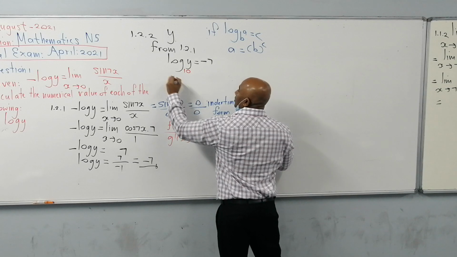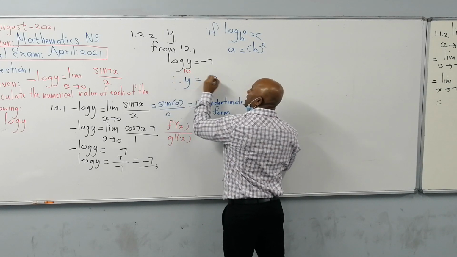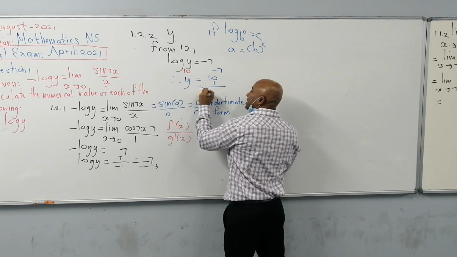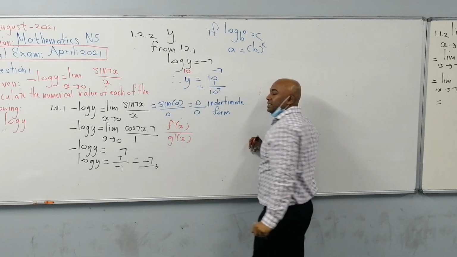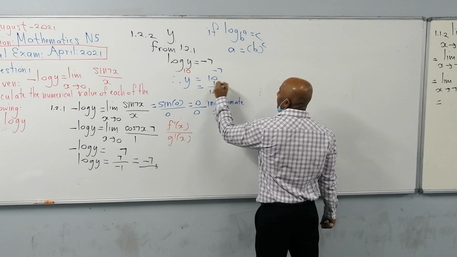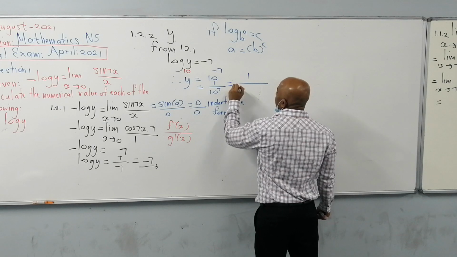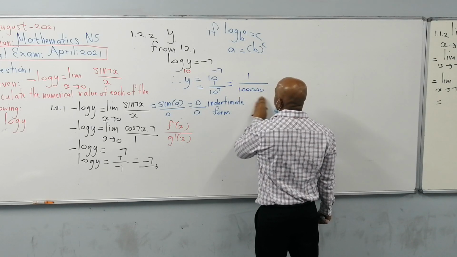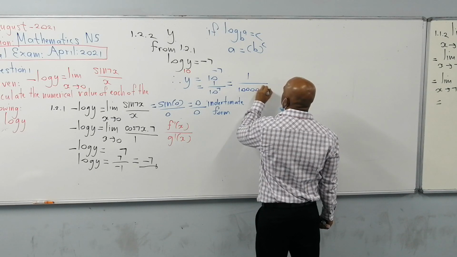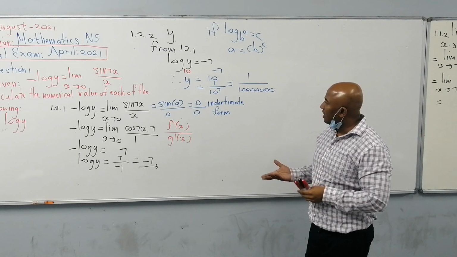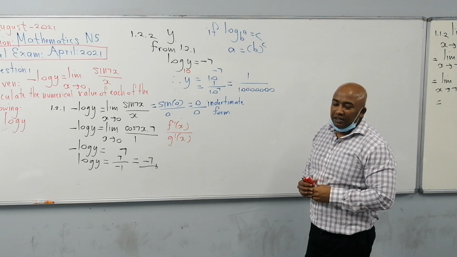So therefore, y is equal to 10 to the power -7, which is equal to 1 over 10 to the power 7. Which is 1 over 1 and 1, 2, 3, 4, 5, 6, 7. Correct. And round this up.